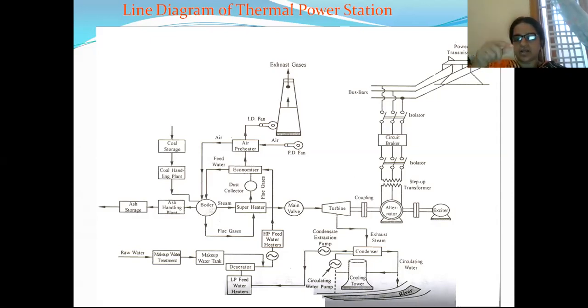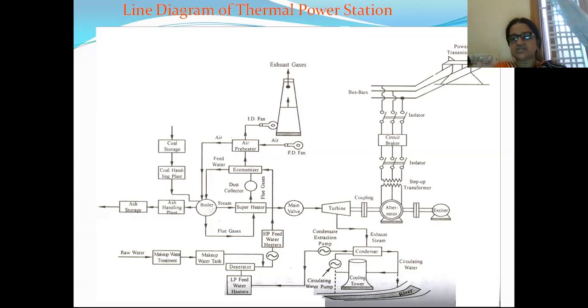It will create a positive pressure. Your induced draught fan will create a negative pressure. That means whatever the waste or flue gases are there, they will be expelled to the chimney, or supplied to the chimney, with the help of the induced draught fan.